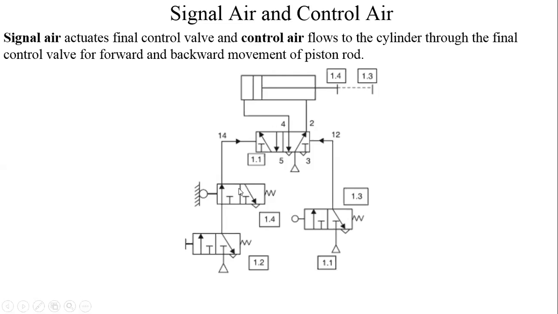This is the control valve. This is the control valve. This is again a control valve. So this signal coming here, which is actuating this control valve, and this signal coming here, which is actuating this control valve, this air is referred to as signal air. Similarly here, this air up to this is referred to as signal air. Compressed air will come from the compressor, from the primary treatment unit, from the secondary treatment unit. That compressed air is called signal air up to this point.